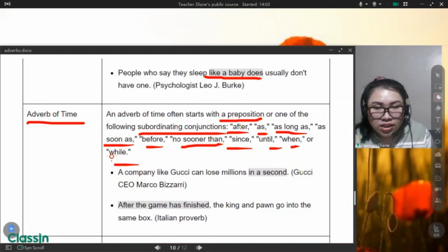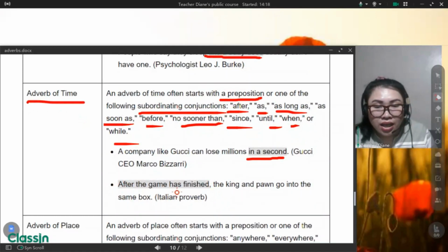Example here: A company like Gucci can lose millions in a second. "In a second" is an adverb of time. Here, after the game has finished, the king and pawn go into the same box. "After the game has finished" tells us the adverb of time, and "after" starts with the subordinating conjunction. After is an example of a subordinating conjunction.